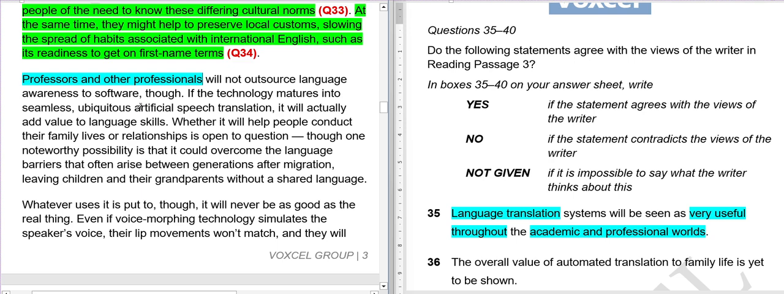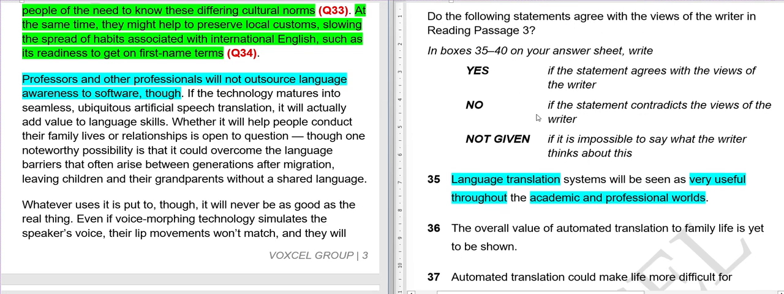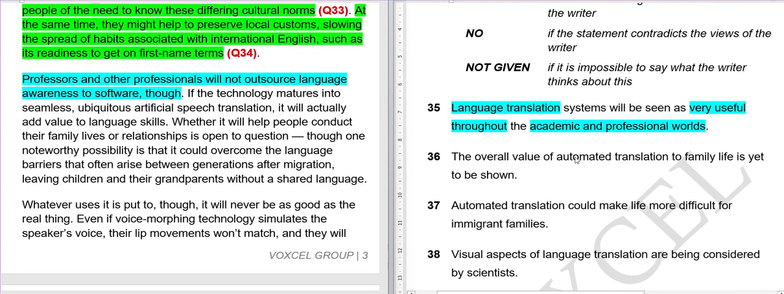Okay. So from here to here, there's something about professionals and academics, and you have some time to tell me the answer, whether it will be yes, no, or not given. And your time starts now. Okay, time's up. And our answer to this question is, let me write it here.